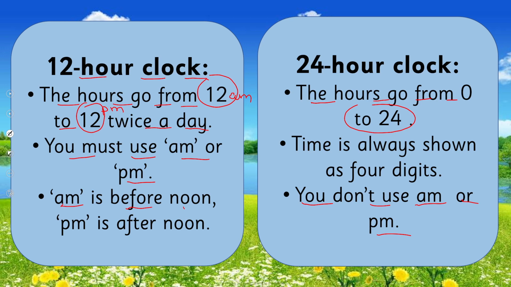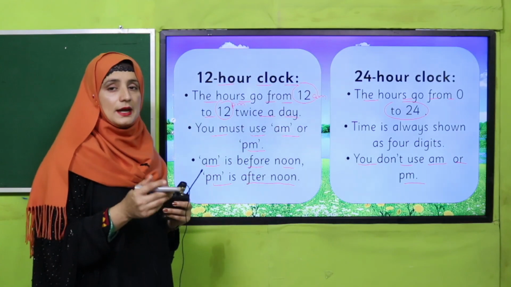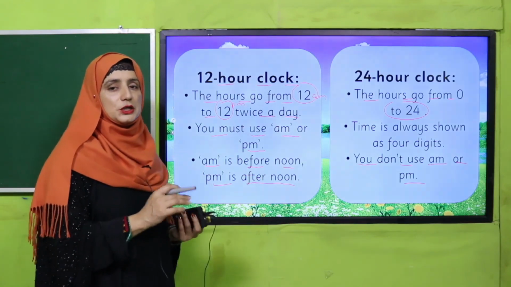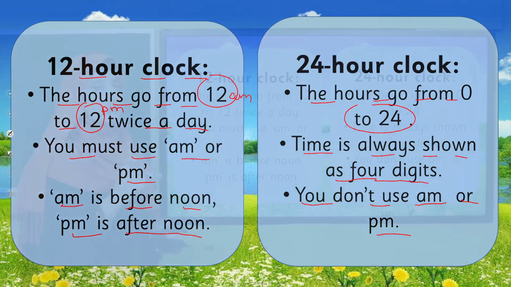AM is before noon and PM is afternoon. Have you got that? Before noon we use AM because it is counted as morning time, and afternoon we use PM because it is going towards night time. In the 24-hour clock, time is always shown as 4 digits.